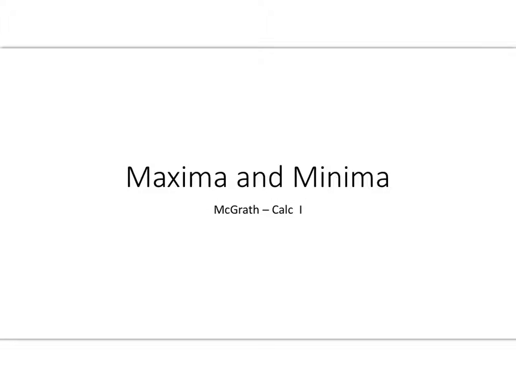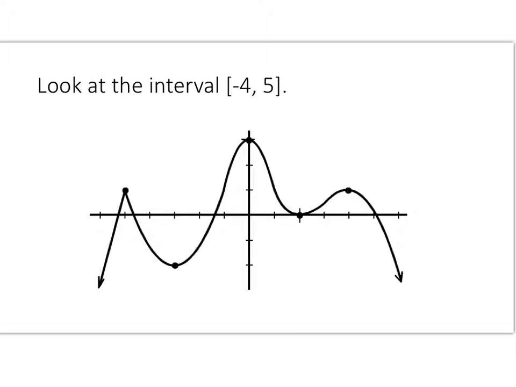In this video, we're going to talk about finding the maxima and minima on graphs. So I'm looking at this graph, and I only want to look at the interval from -4 to 5. So instead of looking at the whole graph, I'm going to stop it. So 1, 2, 3, here's -4. So I'm looking from this point of the graph up until 5, which is right here, so to this point of the graph.